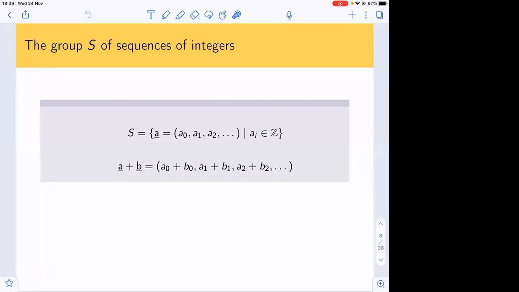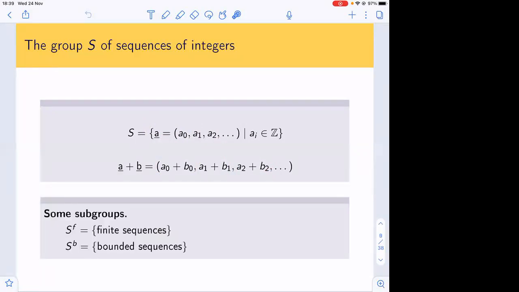It's not finitely generated. And this group has lots of subgroups that you can look at. So for example, rather than looking at all sequences, we could look at finite sequences. What I mean by a finite sequence is just a sequence which eventually stops and becomes just zeros. So in other words, only a finite number of the terms of the sequence are non-zero. And obviously, if I add two such sequences, I'm going to get another finite sequence. So this is a subgroup.